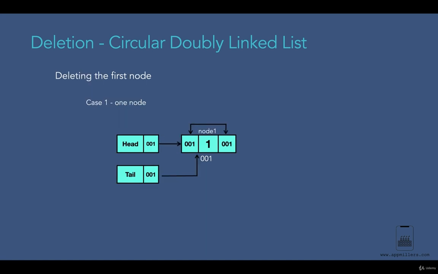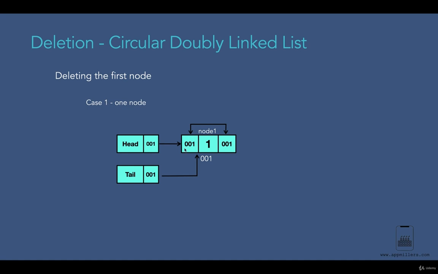Now let's look at the first case. When we are deleting the first node from CircularDoublyLinkedList, we have two cases. The first case is we have only one node in our CircularDoublyLinkedList. So let's look at this case. To delete this node, we have to delete the links that come to this node. Here you see that we have a link that comes from head, we have a link that comes from the tail, and this node is linked to itself with the previous and next references.